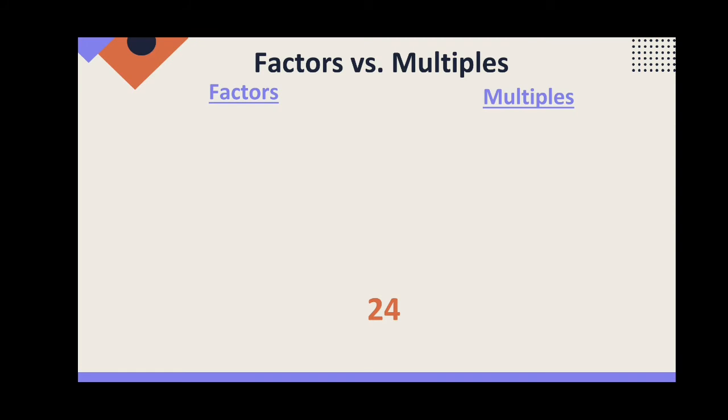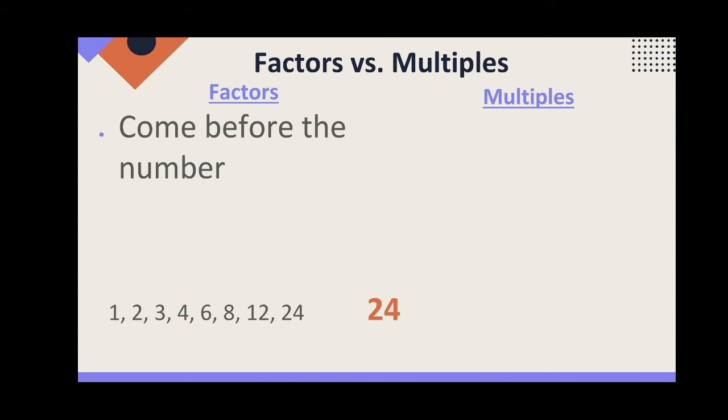Suppose there is a given number which is 24. Factors come before the number. So therefore, the factors of 24 are 1, 2, 3, 4, 6, 8, 12, and 24. So kung mapapansin nyo, yung first factor ay 1 and yung last factor is the number itself which is 24. Ang mga factor pairs natin dito ay 1 and 24, 2 and 12, 3 and 8, and 4 and 6.